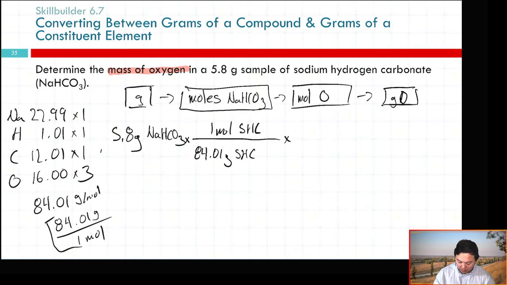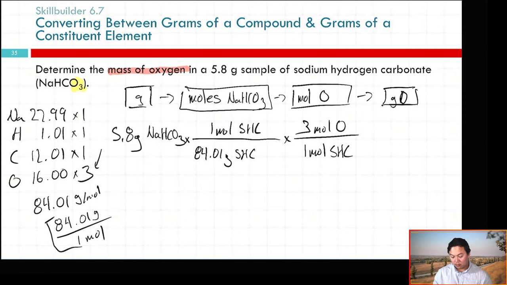And for this next step, we're converting to moles of oxygen. We know there are 3 oxygen atoms per sodium hydrogen carbonate. So we're converting from 1 mole SHC, which is the same as 1 mole oxygen, or sorry, not 1 mole, 3 moles. And again, this can be moles, atoms, or molecules, because it's a ratio and the units actually cancel out. But for the sake of keeping track of our units in a setup like this, it's easier to write out the units that are appropriate for the situation.